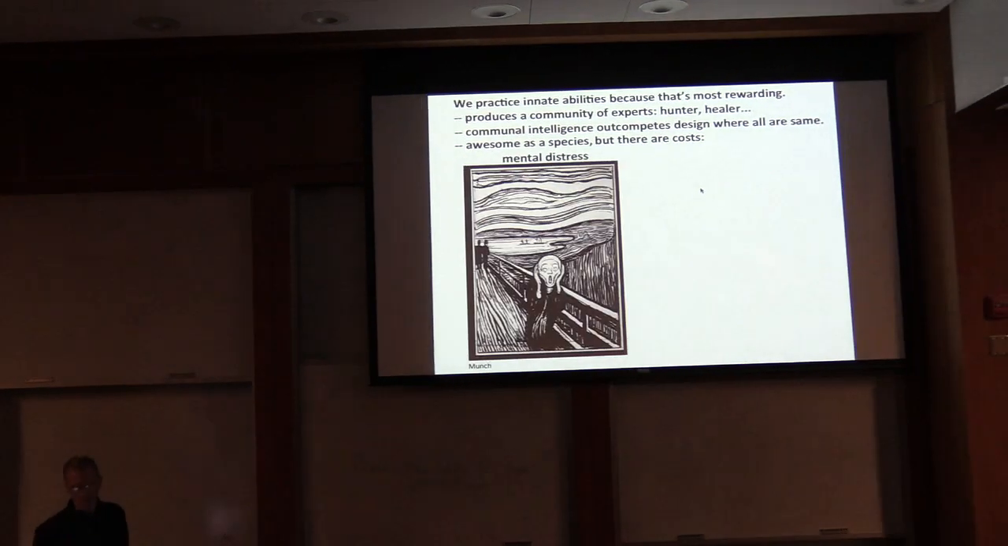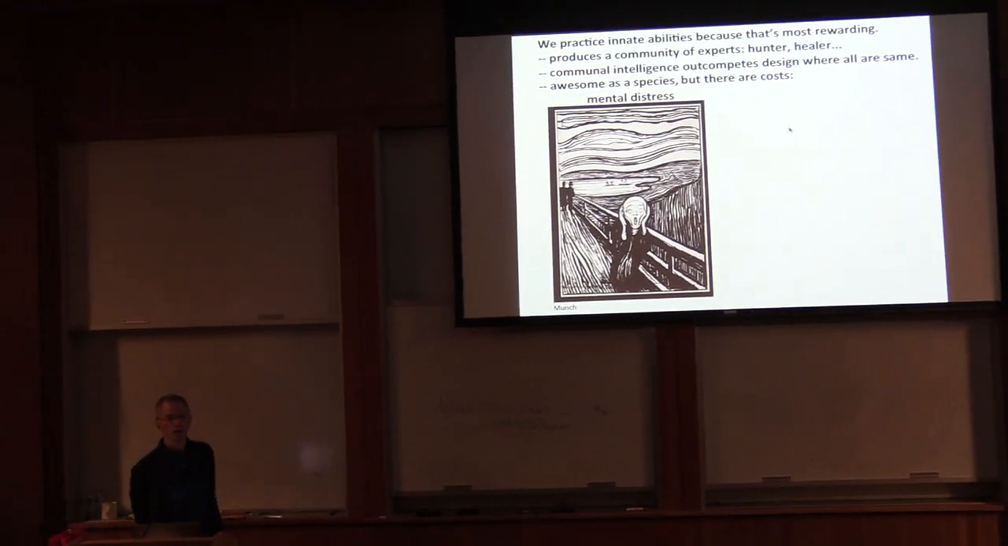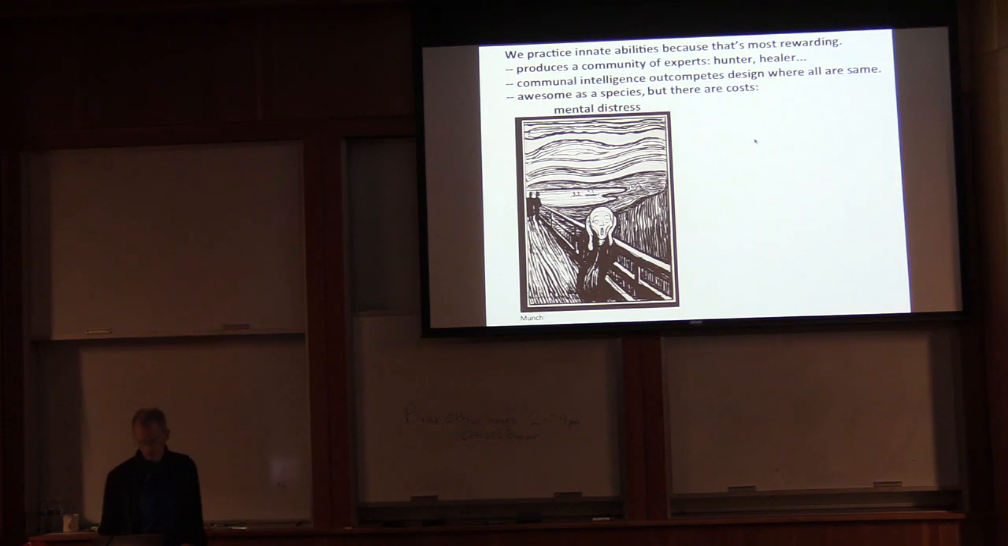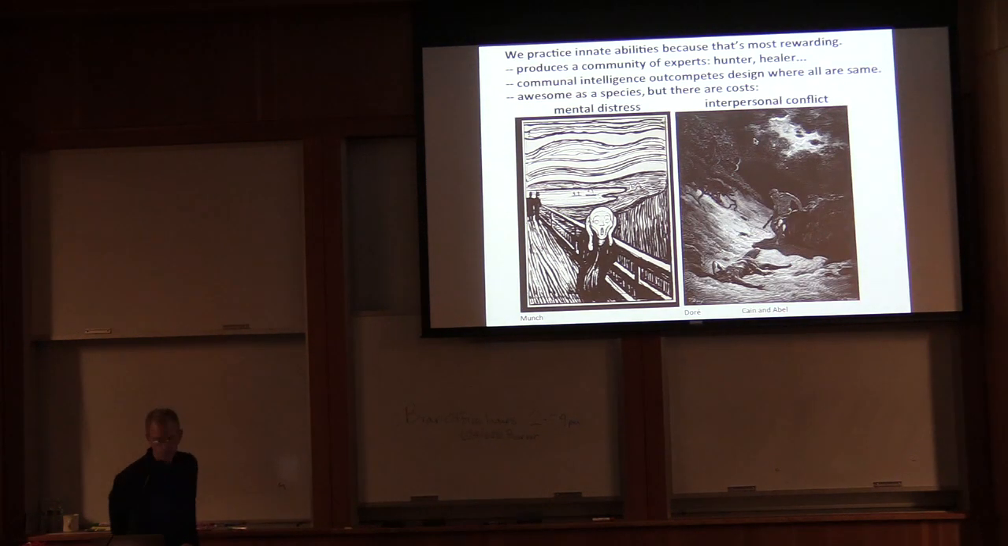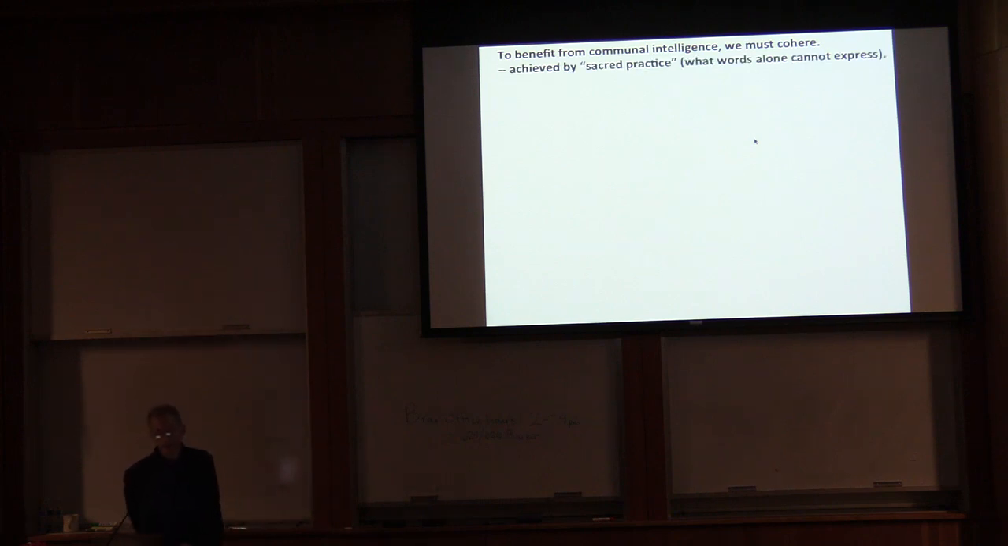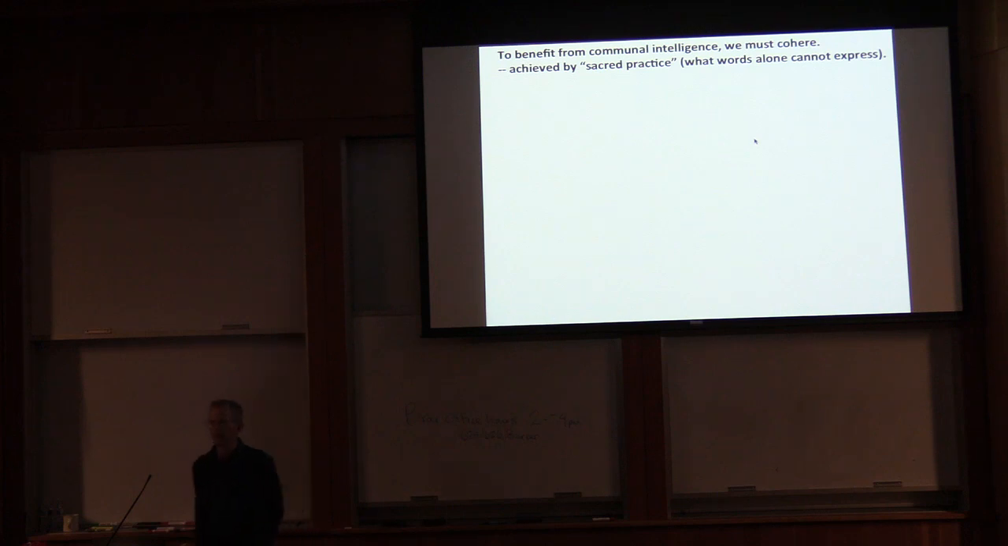There are costs, and one cost is mental distress. We're totally different. We're isolated from others by our very difference. And that causes problems. And the other is that there are interpersonal conflicts as well. So to benefit from this communal intelligence, we have to cooperate. We must cohere in some way. And this is achieved by what is known as sacred practice, what words alone cannot express. This is not my definition. This is from Wikipedia or a dictionary.